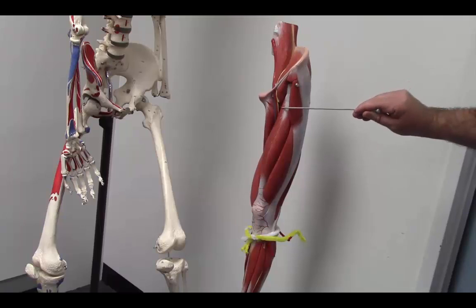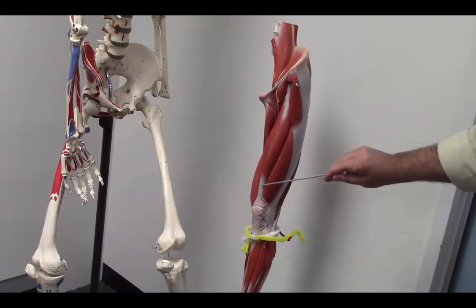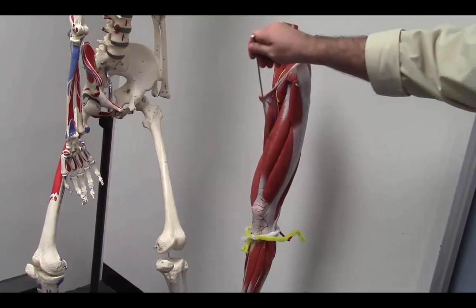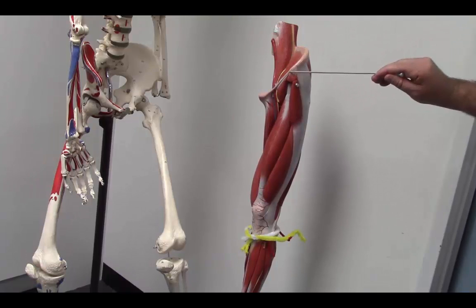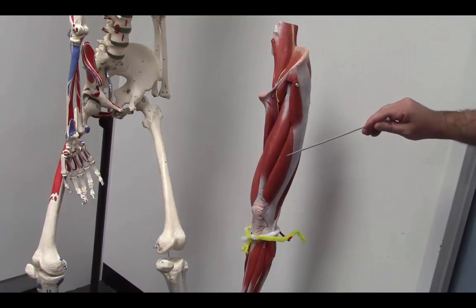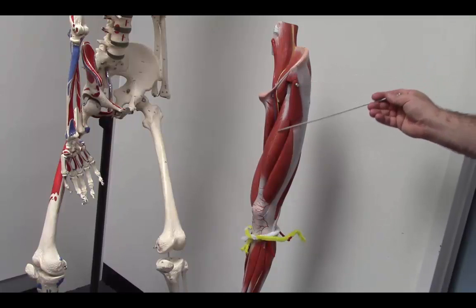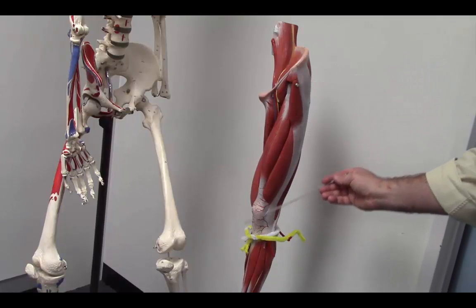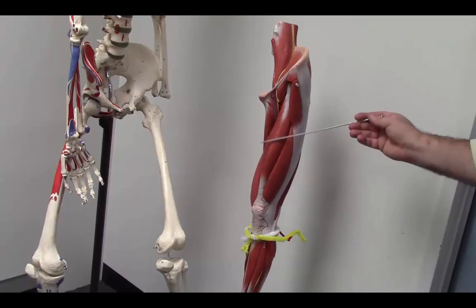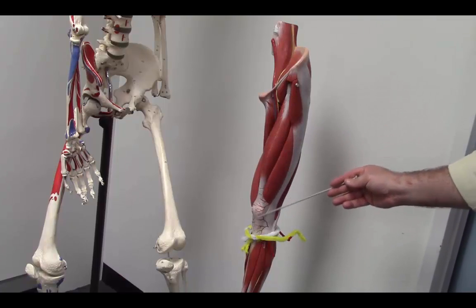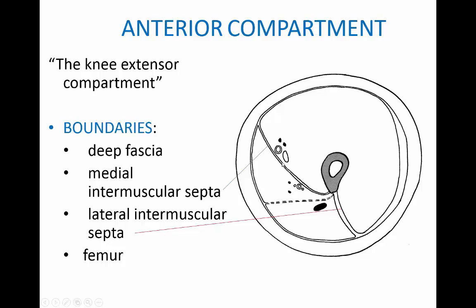So we have our rectus femoris muscle with vastus intermedialis deep to that. We have our vastus lateralis. These muscles generally cross the knee anteriorly and therefore most contribute to knee extension. So the anterior compartment of the thigh can be thought of as the knee extensor compartment. Most of these muscles in the anterior compartment cause extension at the knee.